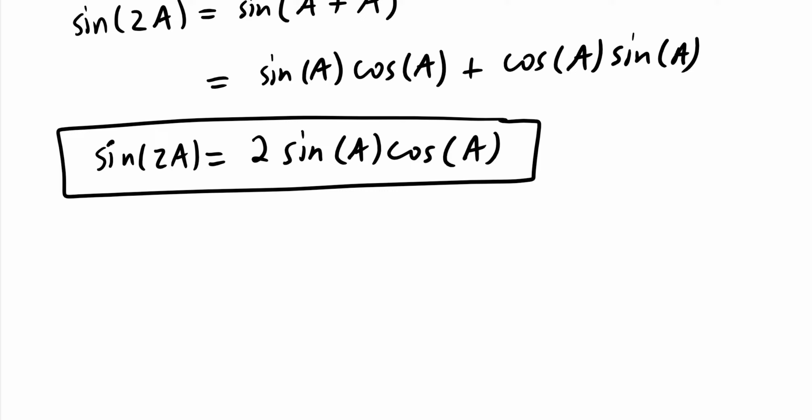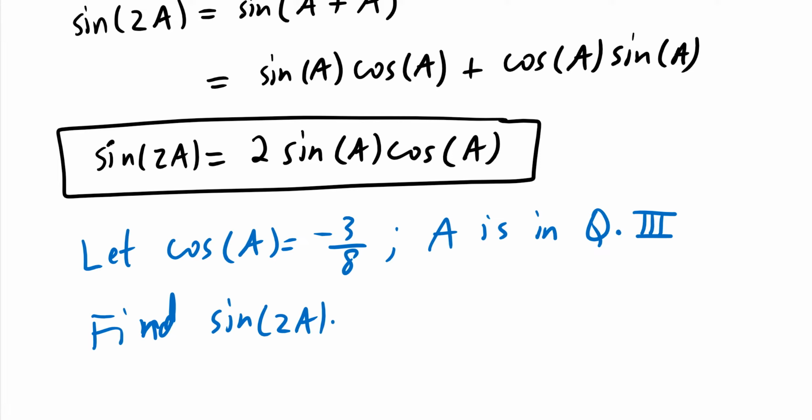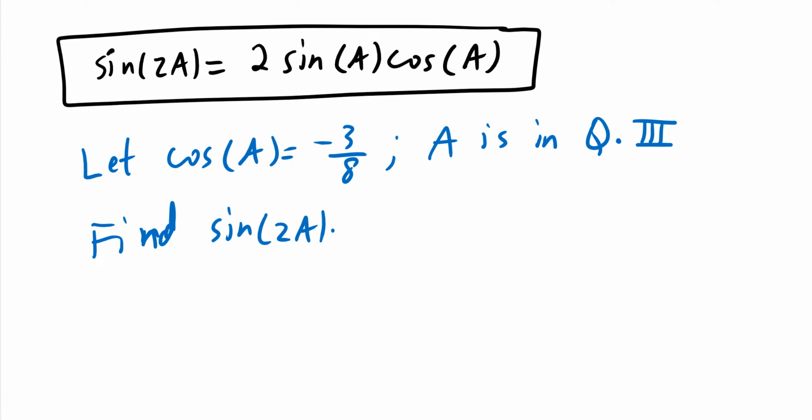How can we apply this? Look at an example. Let cosine A be negative 3 over 8, where A is in quadrant 3. Find sine 2a. So how do you find that? Well, the formula, we just said it's 2 sine a cosine a.